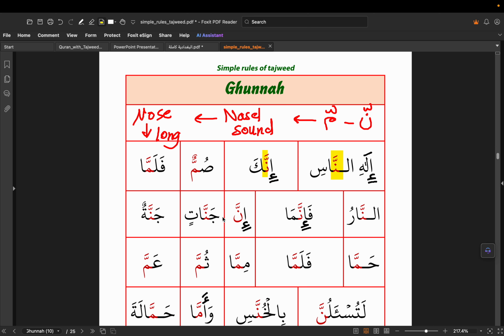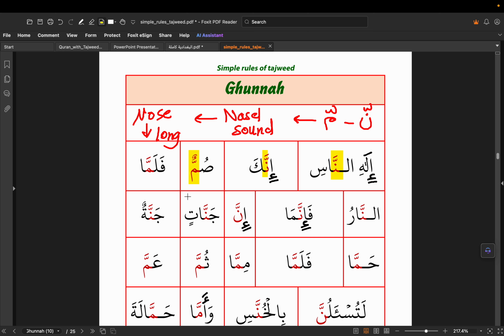Okay, the same in this one here. I'm finding noon with the shadda. What should I do, Ustad? If you find noon with the shadda, you should do nasal sound. What is the meaning of nasal sound? Sound from my nose. How can I make it from my nose? Close my mouth. How do I close my mouth? Not the lips, the tip of my tongue touches the roof of my mouth. Make it long. Innaka.